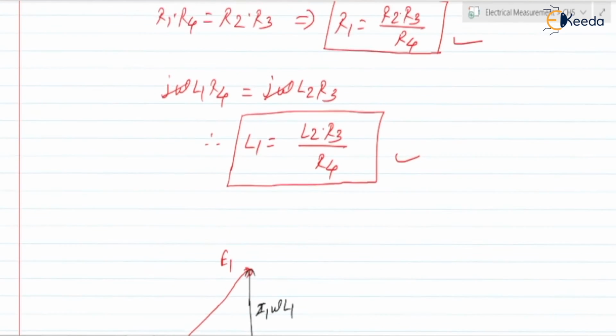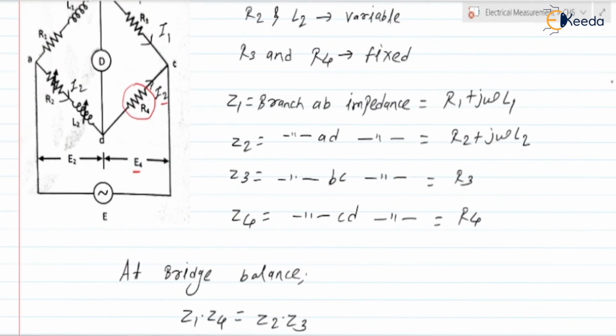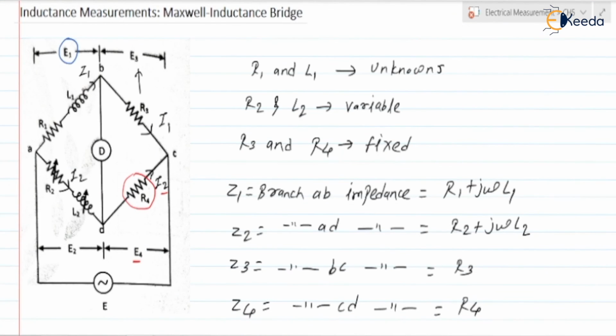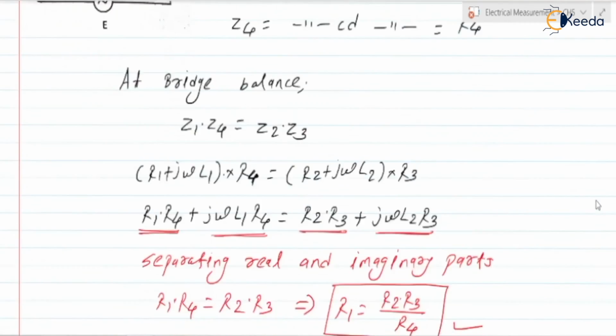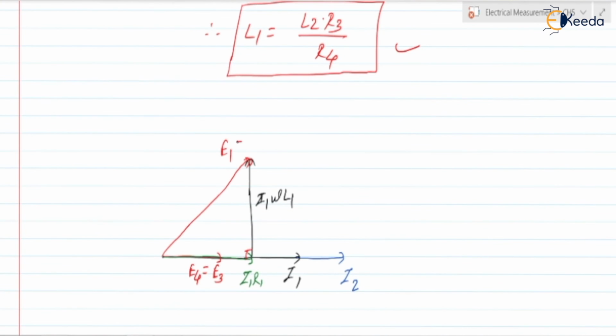Next, at bridge balance, the E1 value and E2 value are both the same, because the current flowing through the detector is 0, so the potential between these two points should be the same. Also, E1 and E2 are connected to the same point on the left-hand side. So the E2 phasor will be the same as that of the E1 phasor.